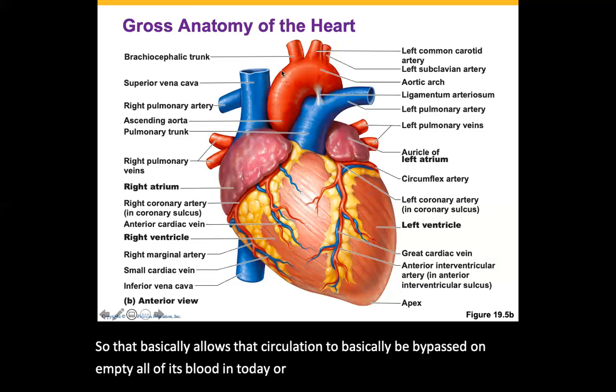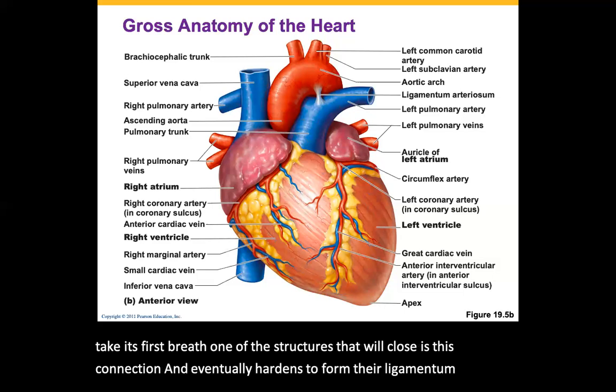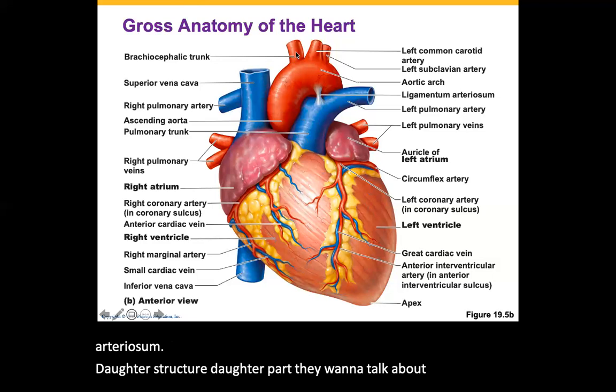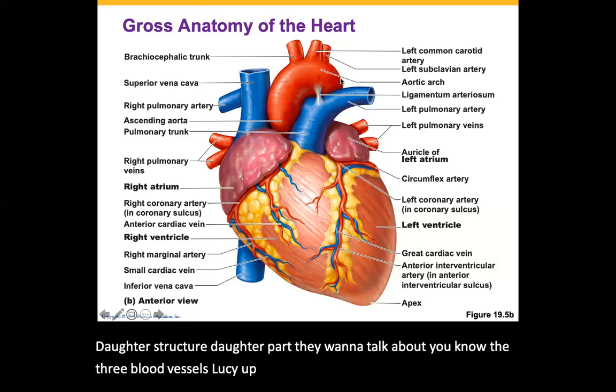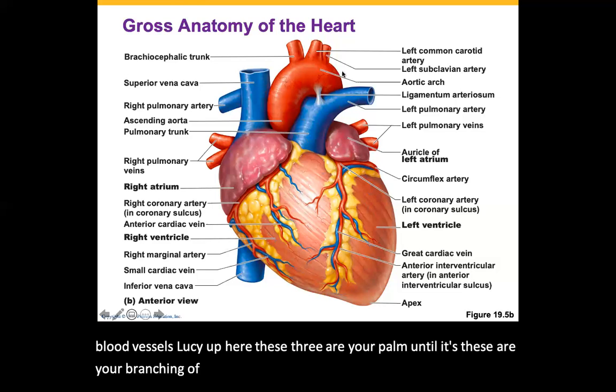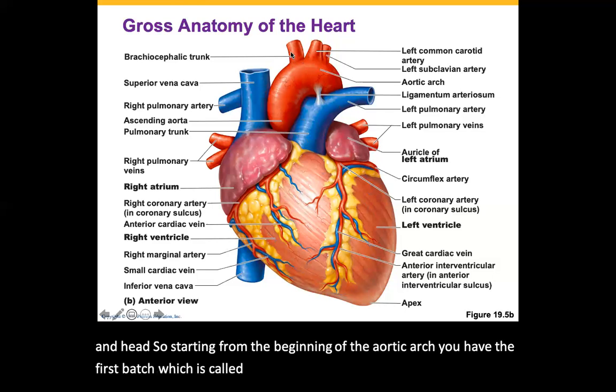Now, as soon as the baby is born and takes its first breath, one of the structures that will close is this connection, and it eventually hardens to form the ligamentum arteriosum. The other part that I want to talk about is the 3 blood vessels you see up here. These are branching off of the aortic arch, and they are supplying the arms, neck, and head. Starting from the beginning of the aortic arch, you have the first branch, called the brachiocephalic trunk or brachiocephalic artery.